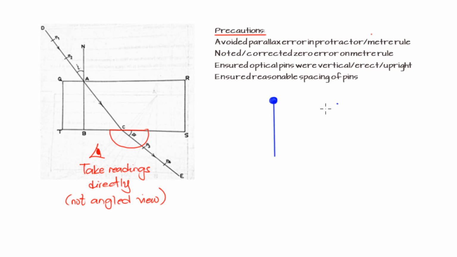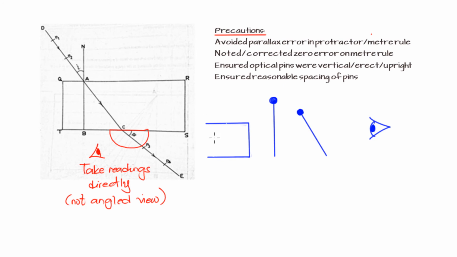Then optical pins were maintained erect or upright while performing the experiment, meaning that the positioning of the pins was observed to be straight and not at any angle. If it is at any angle, if it is bending, we will not be able to get the alignment on the pins.